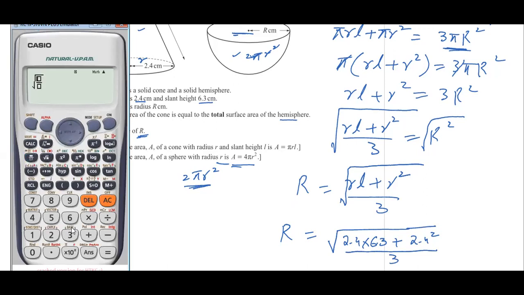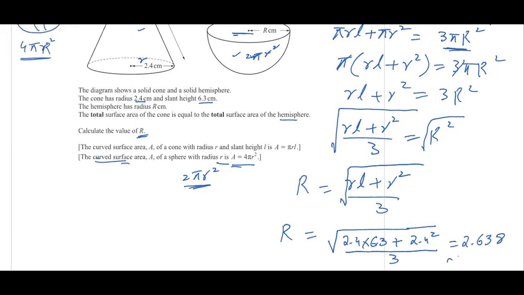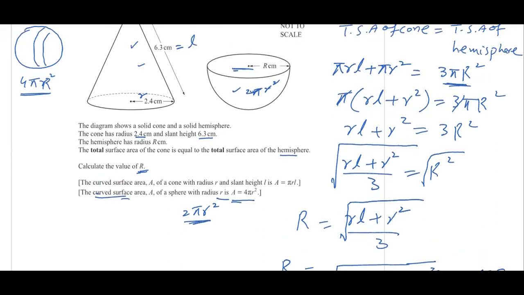Okay, do calculation for this one. Square root, then 2.4 multiply 6.3 plus 2.4 square divided by 3. So it will be 2.638. By rounding to 3 significant figures it will become 2.64 centimeters. So that is simple.